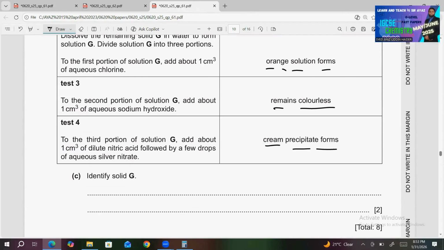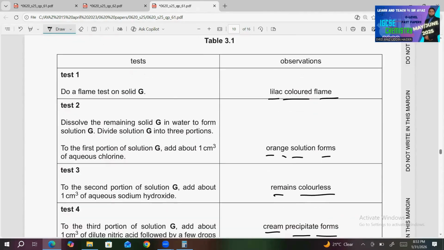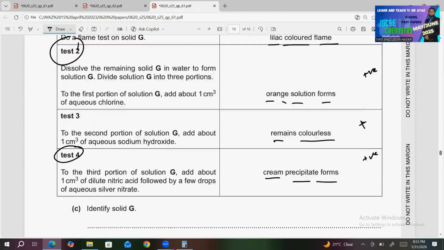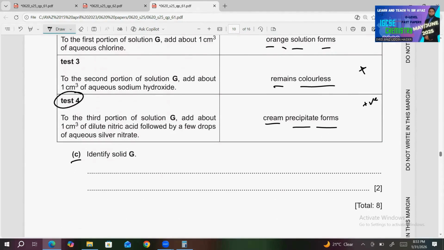Precipitate forms. Looking at these positive results, we have positive here. That's a change. We are also seeing change here in case of this test. That's test 2, test 1, test 2, as well as the test 4. This does not indicate anything.